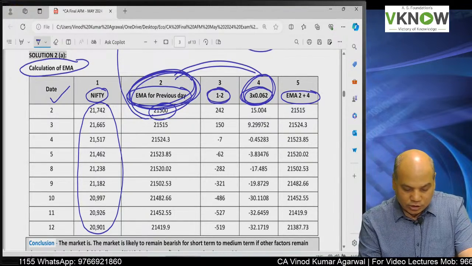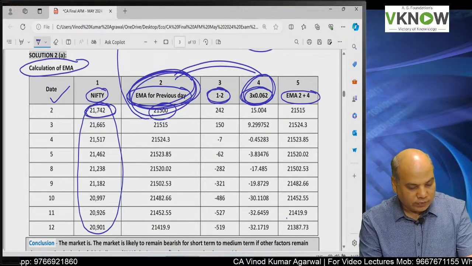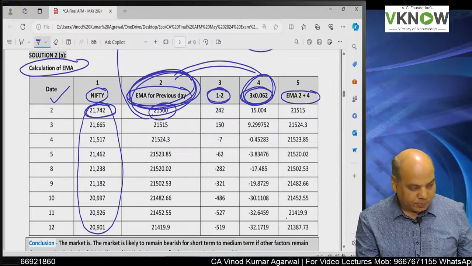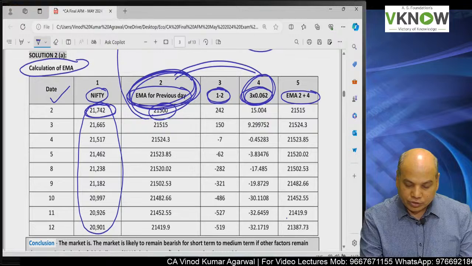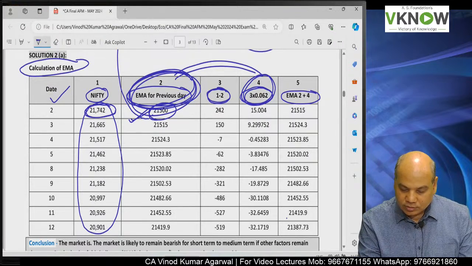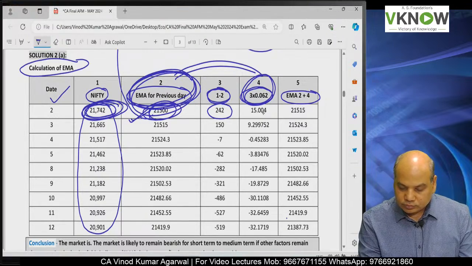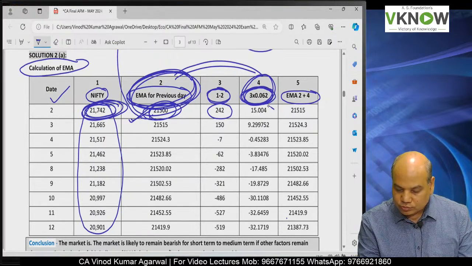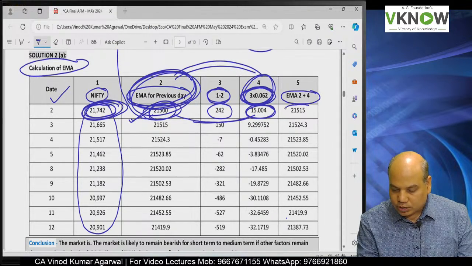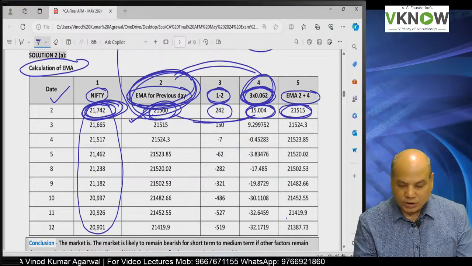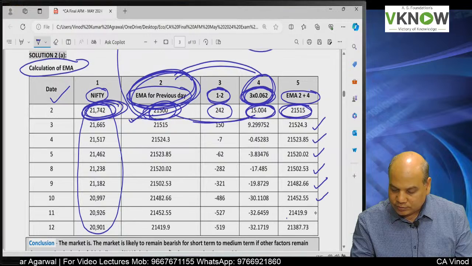So we have done this calculation. One line I am going to explain. This is 21,742 given in the problem. Please keep the printout of the question in front of you, in case you are serious. Then this is the previous day EMA given. We have taken the difference between these two numbers, multiplied by 0.062. These two you will add, you will get 21,515. Same way you continue, and these are the EMA you will get.